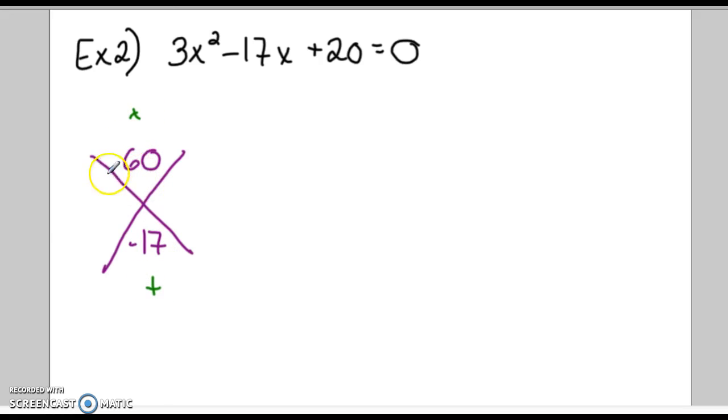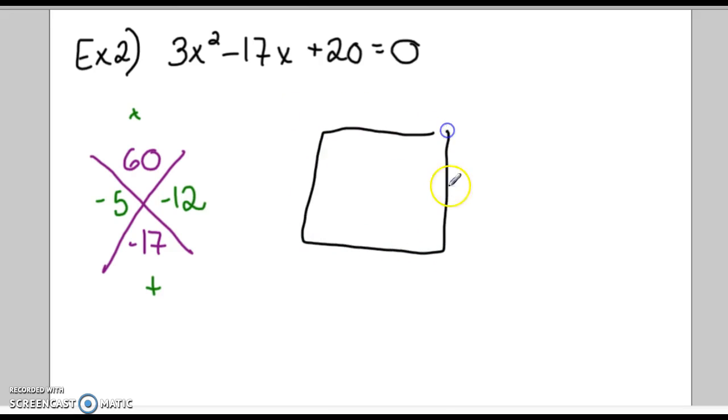I have -5 and -12. Now, as you can see, I had to think about that off the top of my head. If you're someone who still struggles with coming up with your factors, please, please, please take the time to write them out like we have shown in the previous videos. Okay, so I now will do my box method.